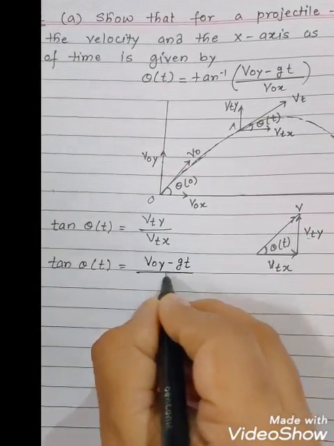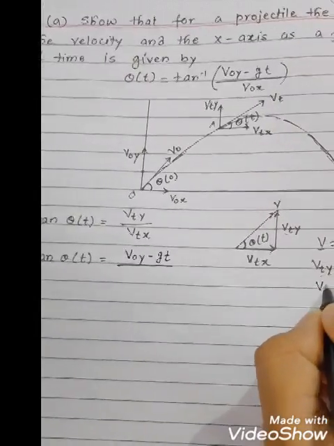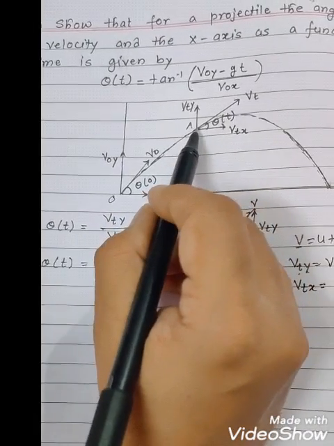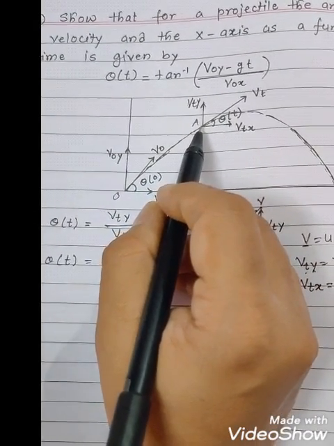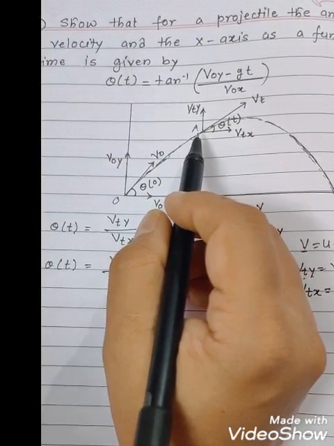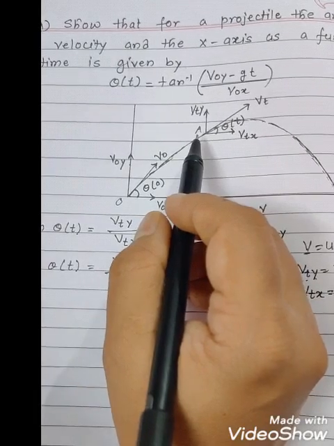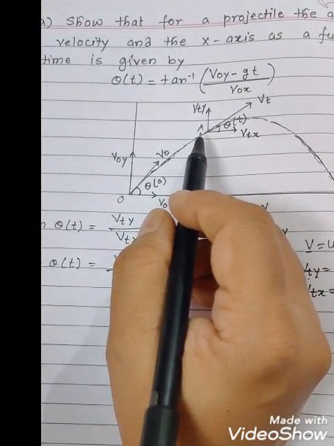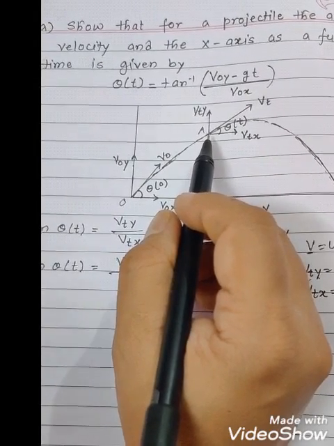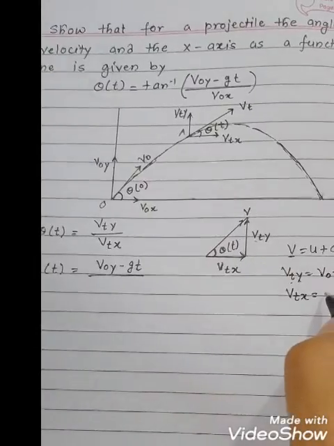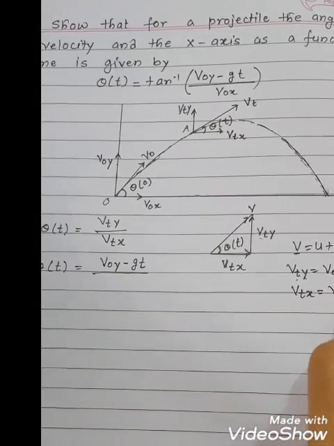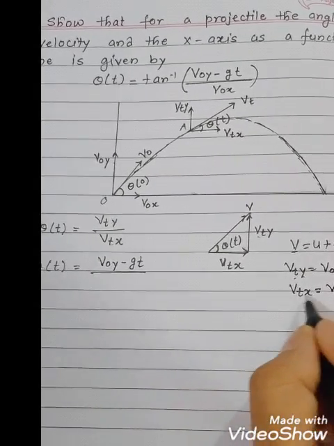Now you can see that vtx is the horizontal component of the velocity at this point A, and we know that in projectile motion the horizontal velocity is constant because that velocity is uniform. So it will be equal to the initial velocity, meaning the horizontal component of the initial velocity. This is v0x here. So these two will be equal.